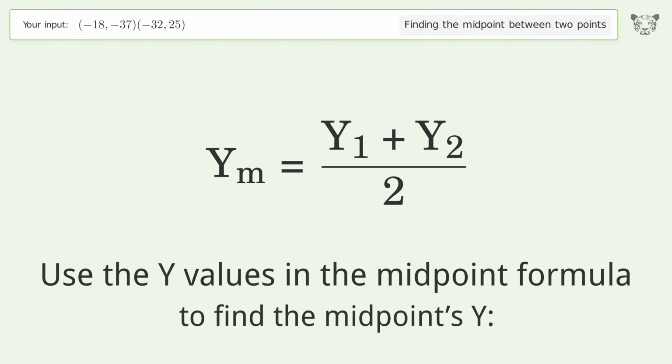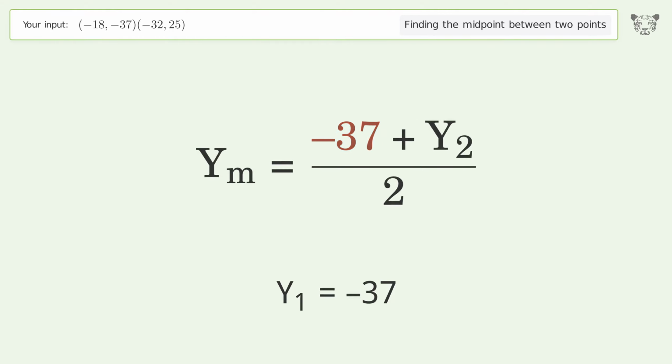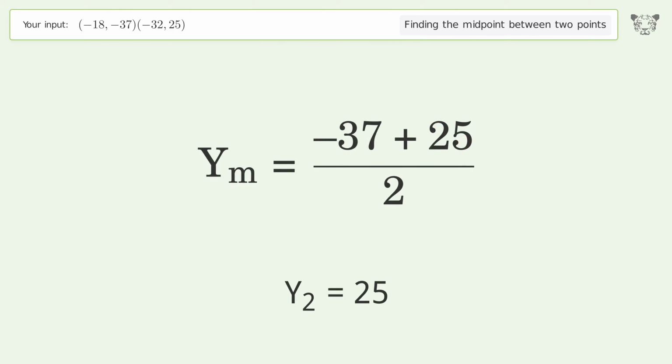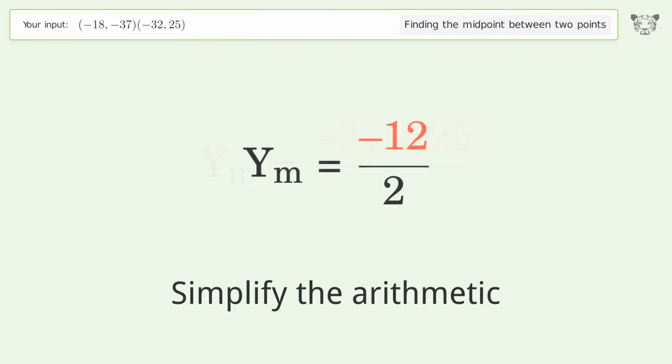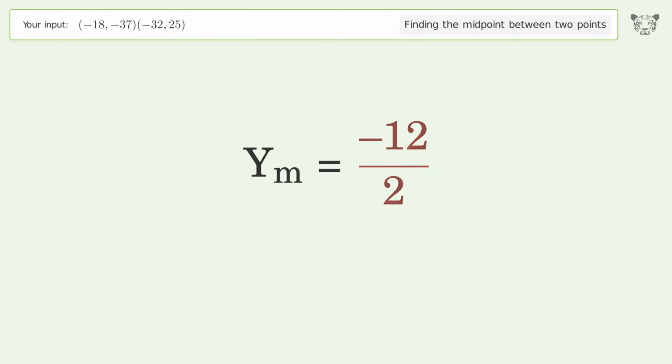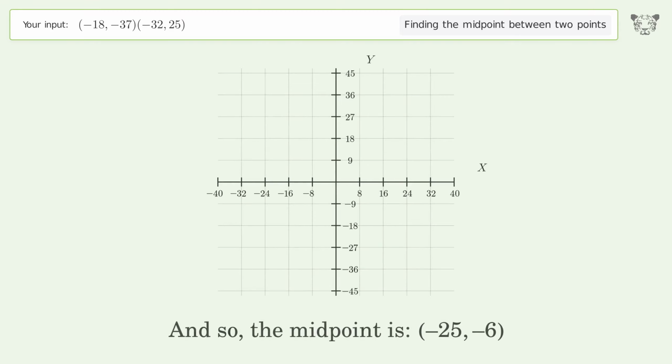Use the y values in the midpoint formula to find the midpoint's y. y1 equals -37. y2 equals 25. Simplify the arithmetic. And so, the midpoint is -25, -6.